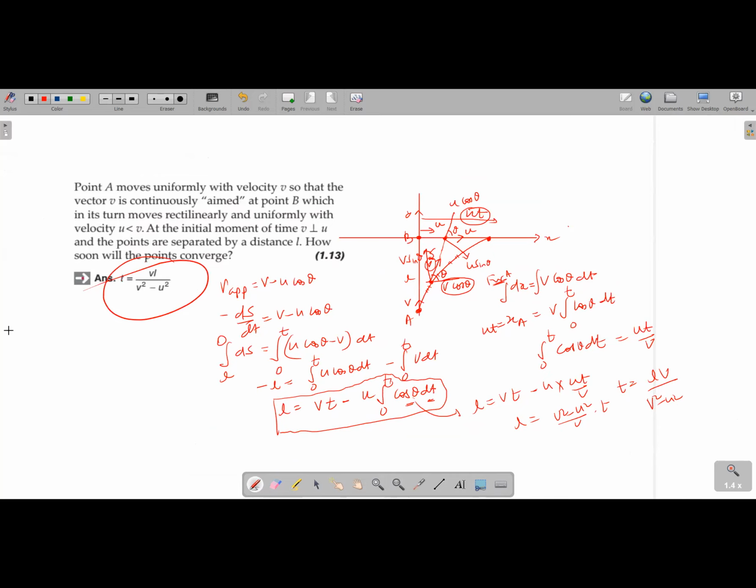Guys, understood or not? Yes, sir. So how did you equate ut to the displacement? See, in time t, like in projectile, which you have already studied, B is going from here to here. B has constant velocity, so in time t it will cover ut distance. And A is coming from here to here, so the displacement along y will be L for A, and the displacement along x will be this much distance. And that is equal to B's, because A and B are meeting each other. Okay, got it. Yeah.